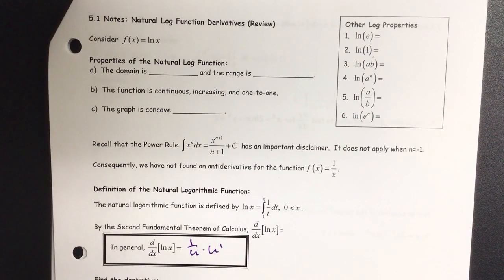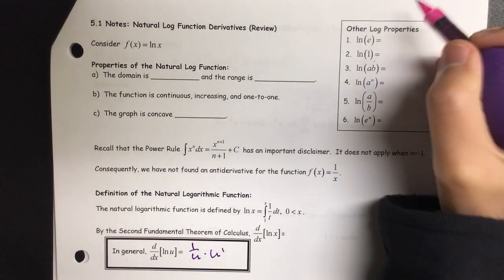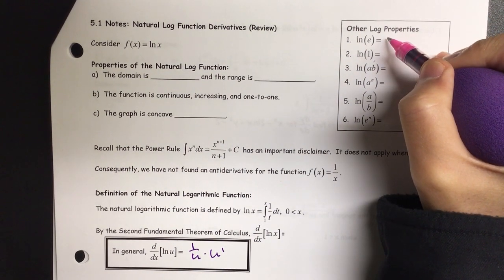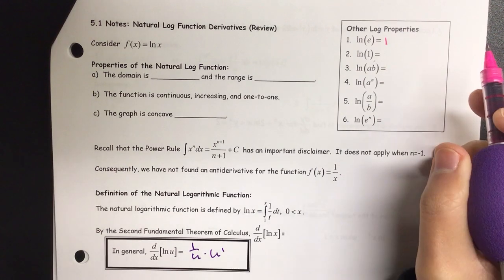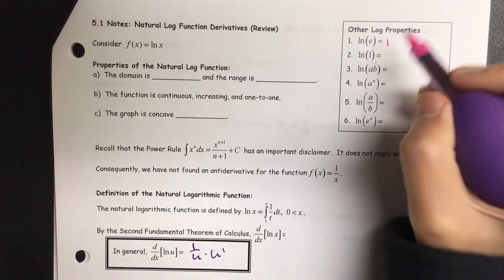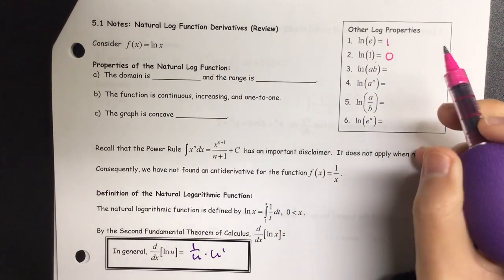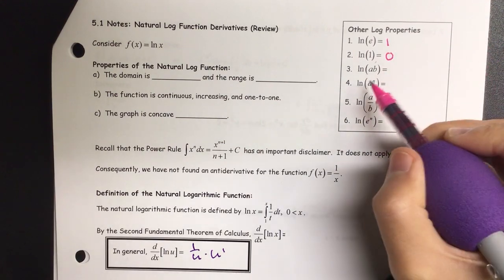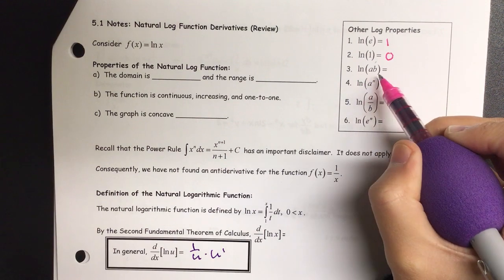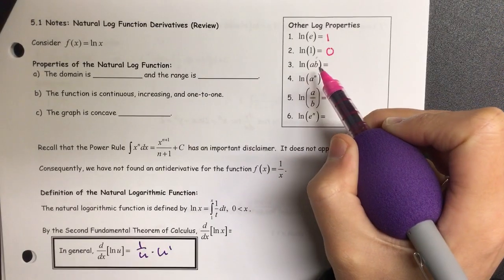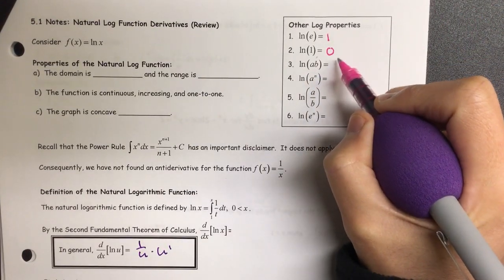Okay, let's do a recall. Natural log of e is what? 1. What about natural log of 1? 0. At some point, it might be e. You never know, right? And then when we expand the natural log with it being multiplied, how do we expand it?